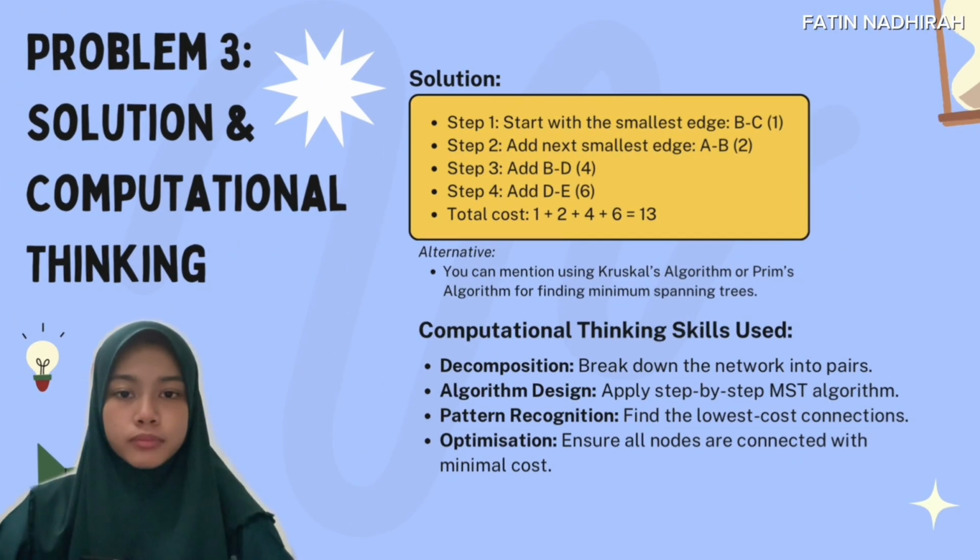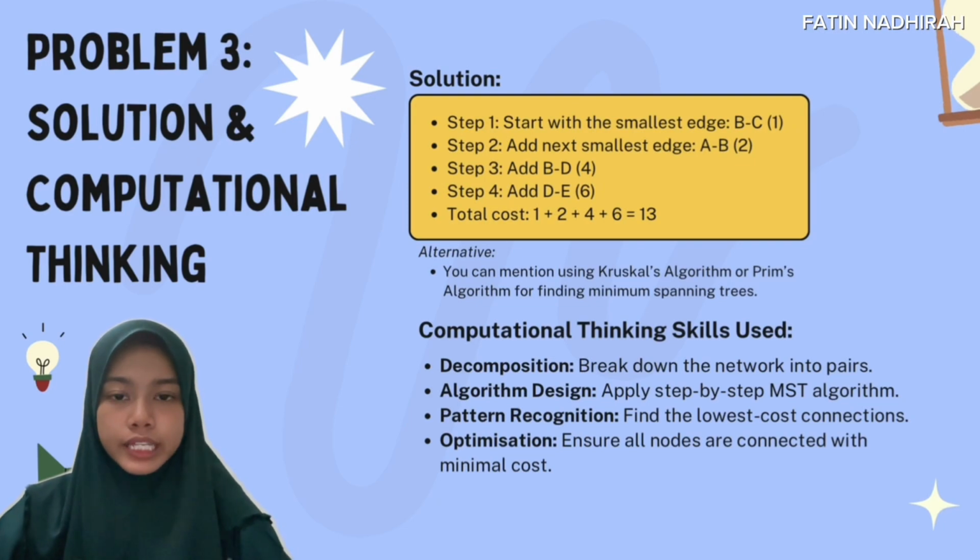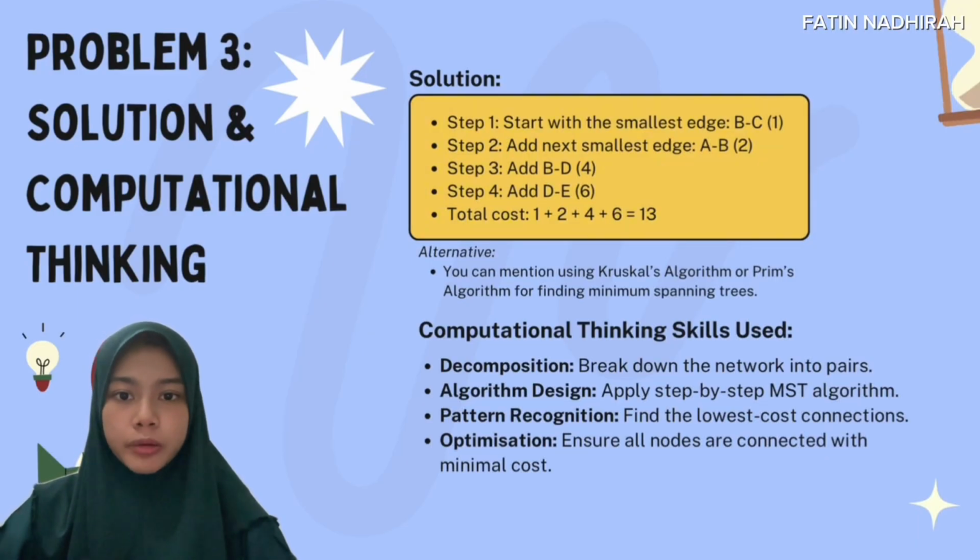Our final problem involves designing a computer network using the lowest total connection cost. We are given 5 computers, which are A, B, C, D and E, and the cost of connecting each pair. The goal is to connect all the computers using the minimum spanning tree method, where we connect all the nodes with the lowest total cost without forming any loops.